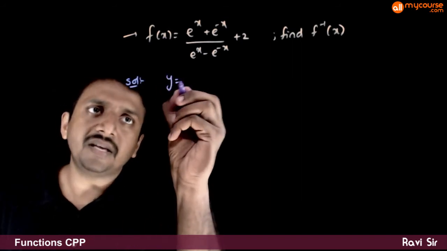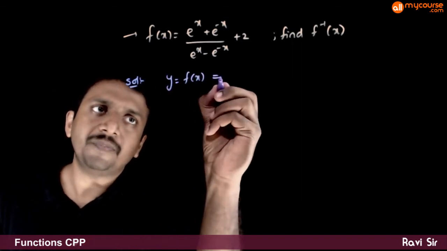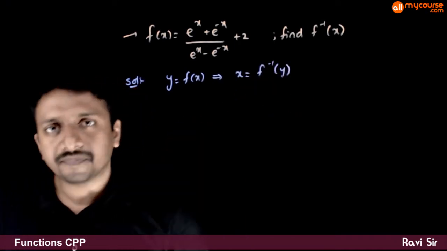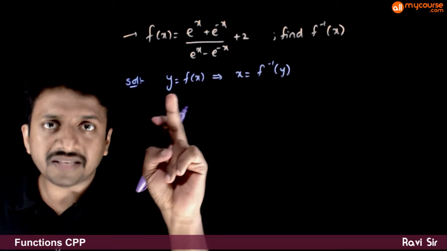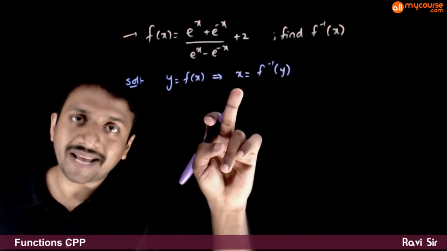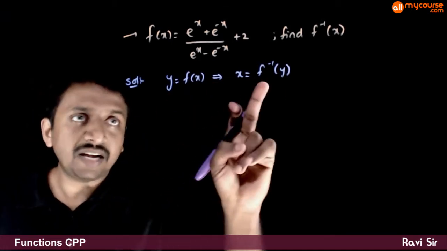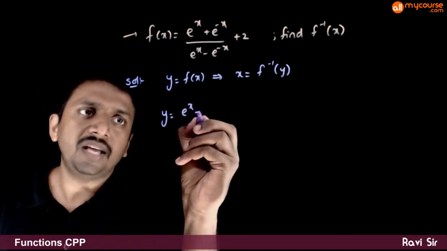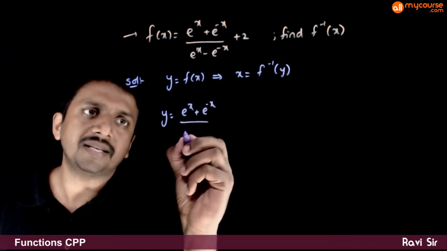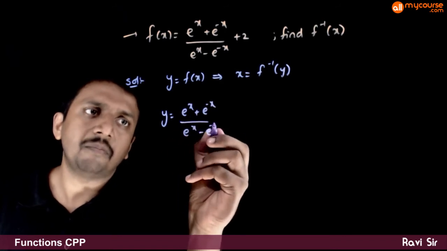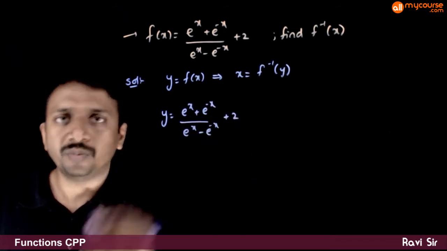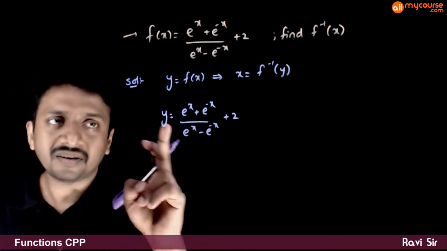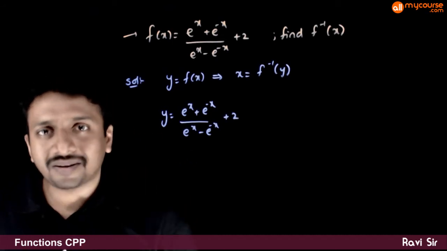So if y is equal to f of x, this implies x will be equal to f inverse of y. That is, you start with y is equal to f of x and find what x is in terms of y. That will be the inverse function. So y is equal to (e^x + e^(-x)) / (e^x - e^(-x)) + 2. So from this, let us try to find x is equal to what?